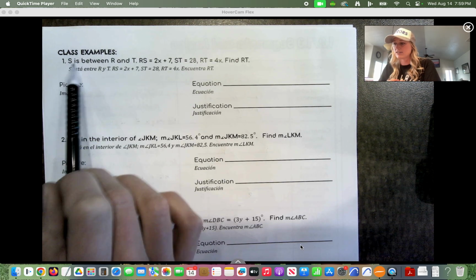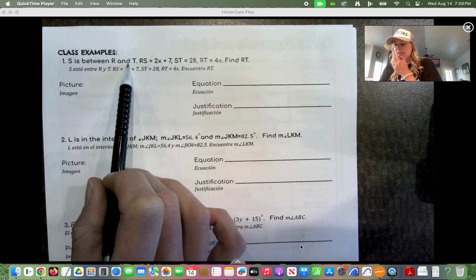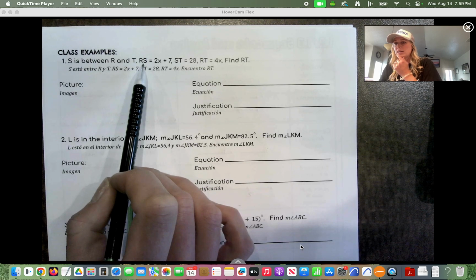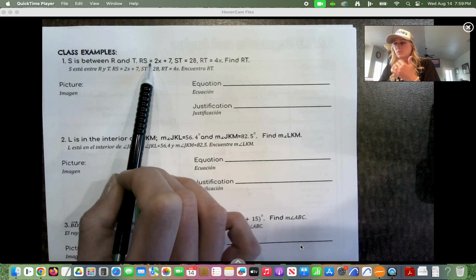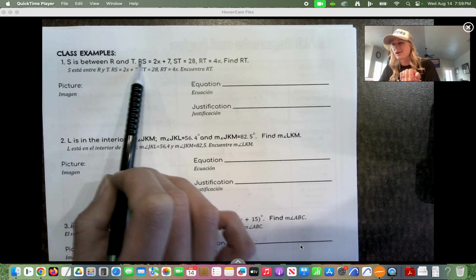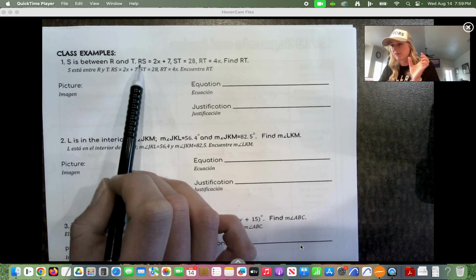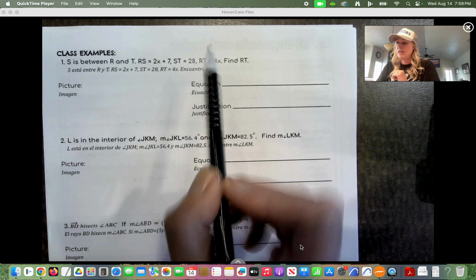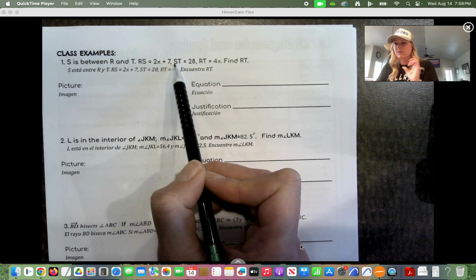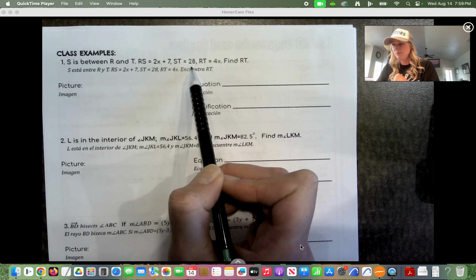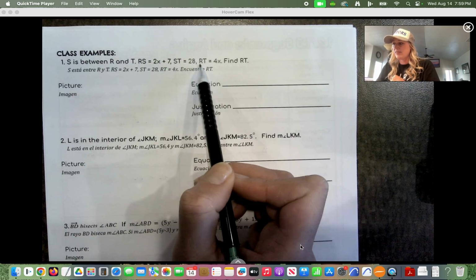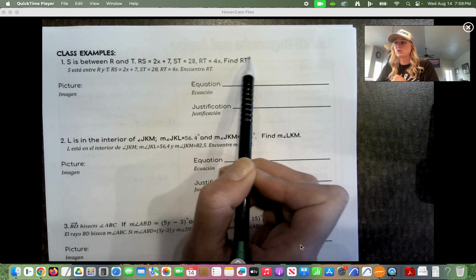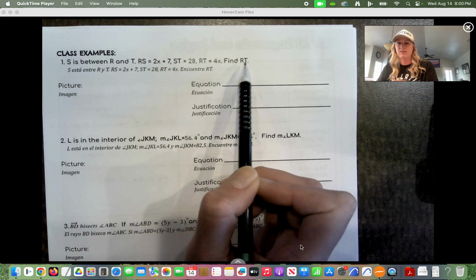So they're saying point S is between points R and T. RS, they didn't use a segment symbol or a line symbol, but remember, anytime I use an equal sign, we don't use the segment symbol. So they're talking about the length of the segment RS, given by this expression, 2x plus 7. Similarly, the length of the segment between S and T is 28. And the length from R to T is 4x. Find RT.